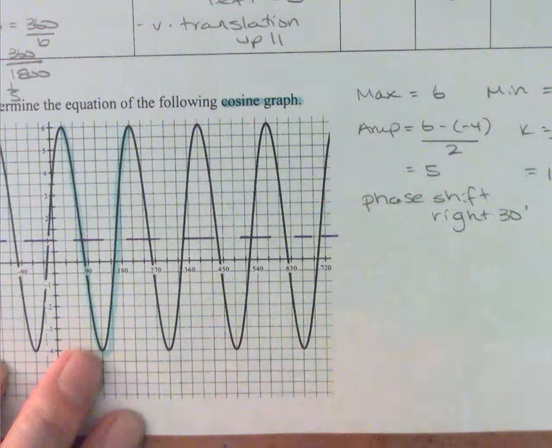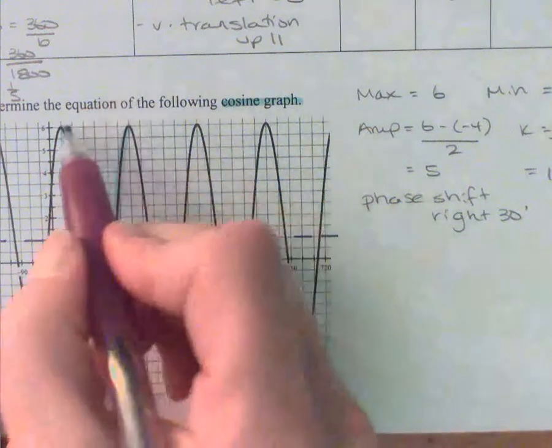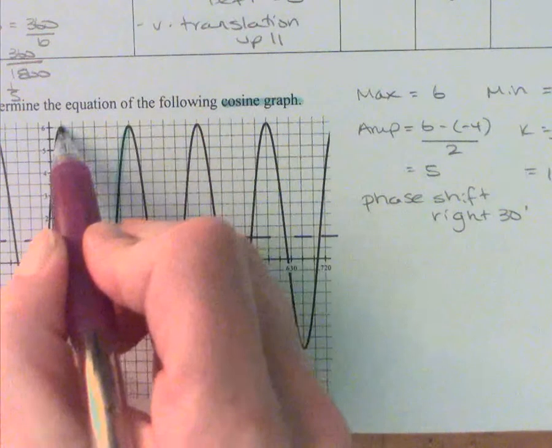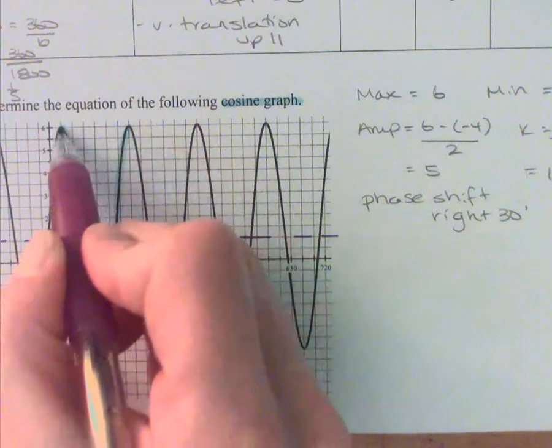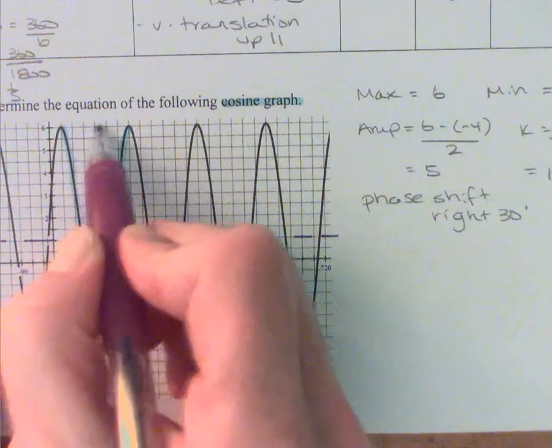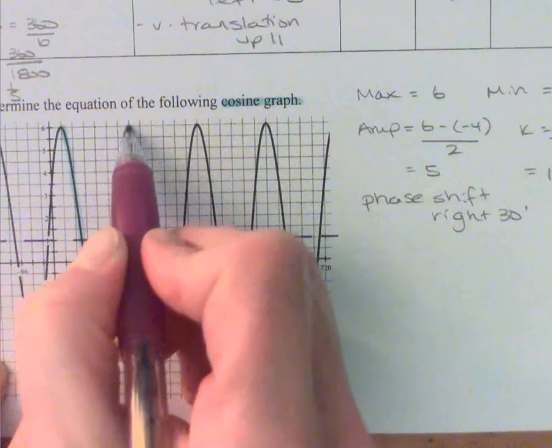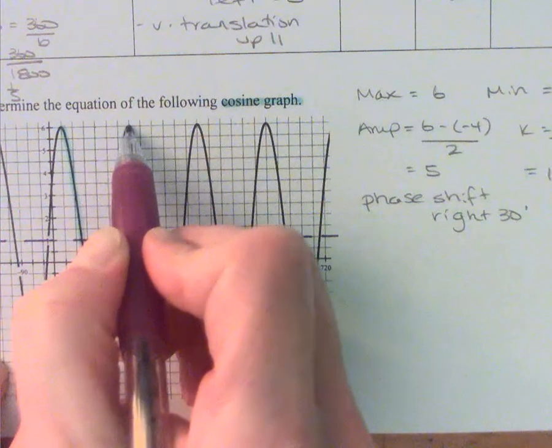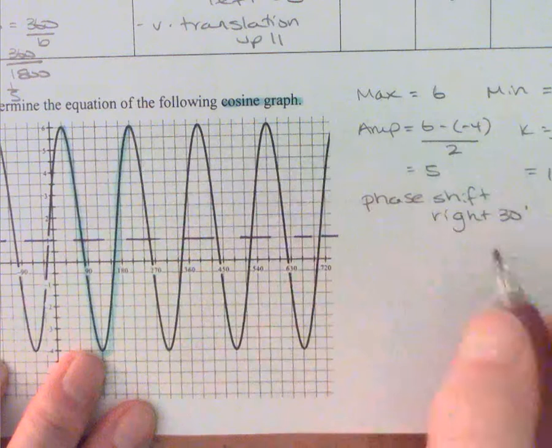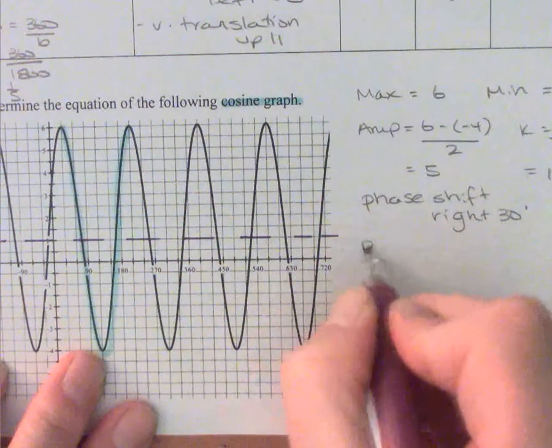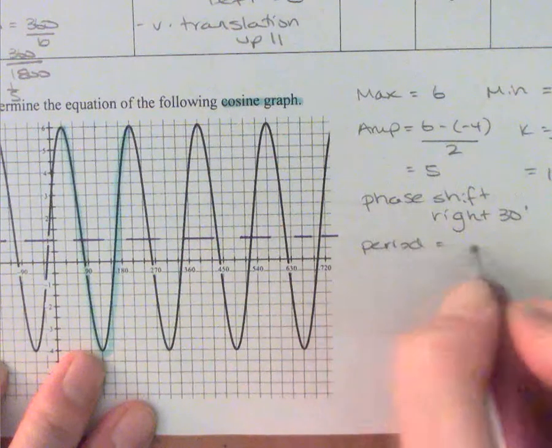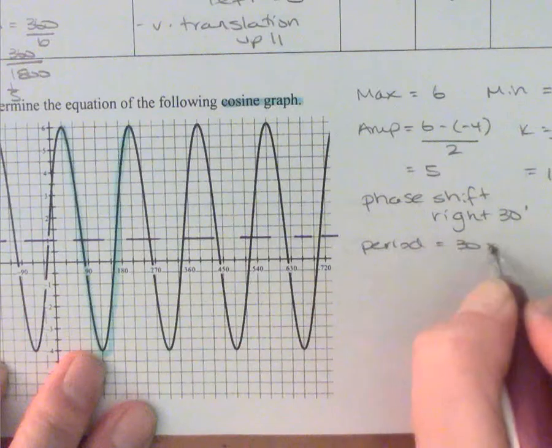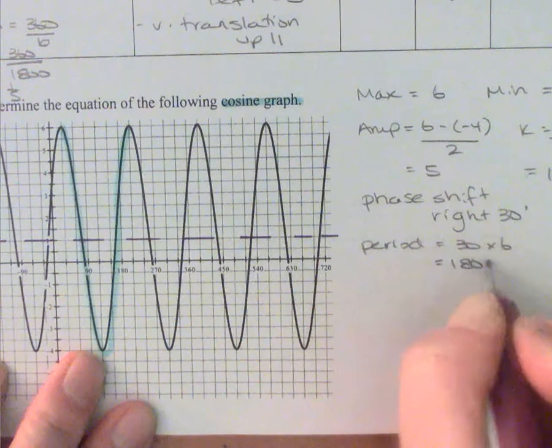Then I want to figure out what my b value would be. So I look and I count between the beginning of the cycle and the end of the cycle, and I count 1, 2, 3, 4, 5, 6 spaces. And I know that every space is 30 degrees. So I know that the period is equal to 30 degrees times 6 spaces, or 180 degrees.